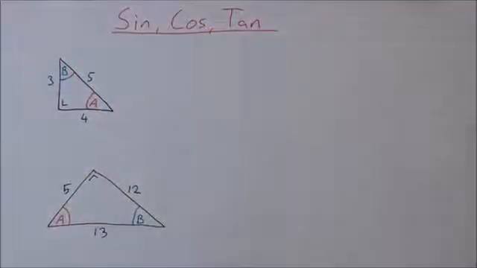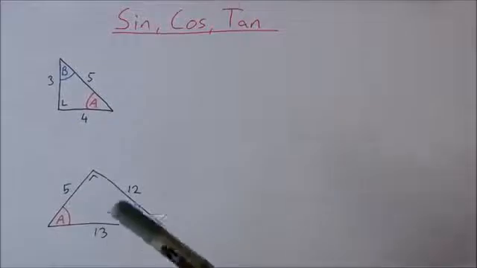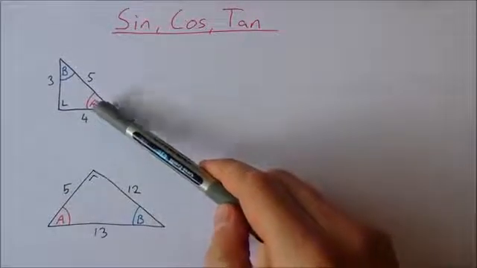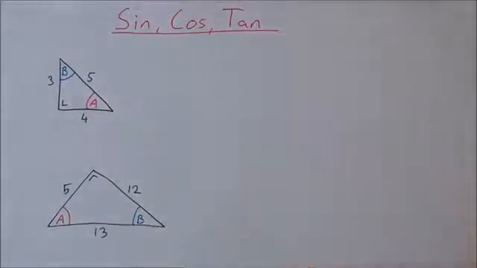Okay, in this video I'm going to take a look at actually calculating the sine, cosine and tangent, or sine, cos and tan, of some unknown angles. So I have two examples here, two right angle triangles with angles labelled A and B in each of them. I'm going to calculate the sine, cos and tan of each angle in these triangles.